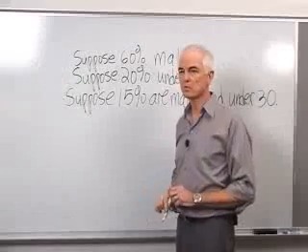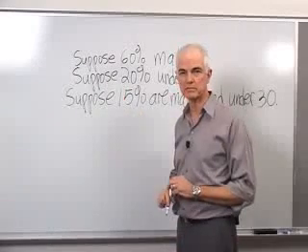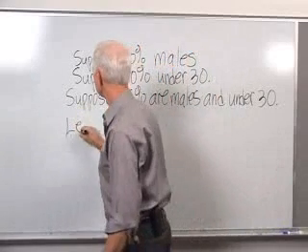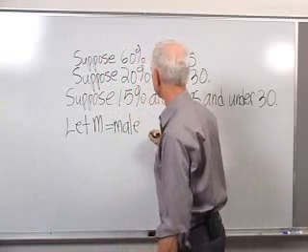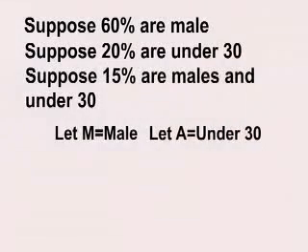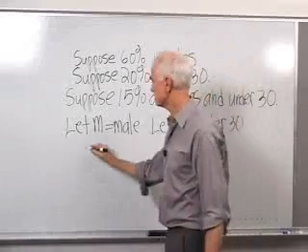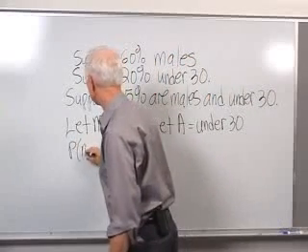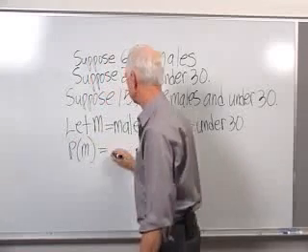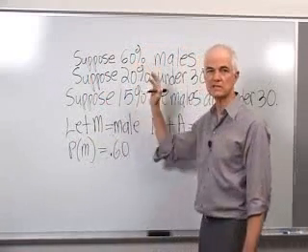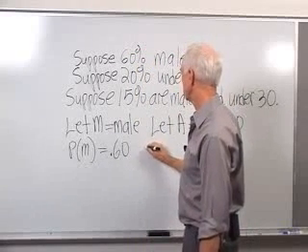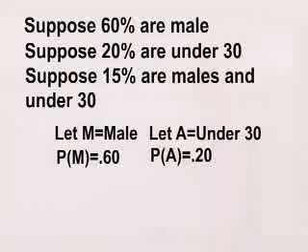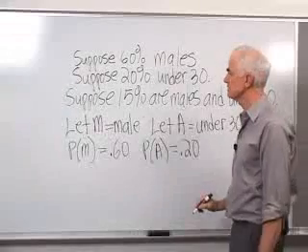So what do we have here? Well, our first two probabilities are actually marginal probabilities. So let's let M denote a male, and let's let A denote under 30. So what do we have here with probabilities? Well, we have the marginal probability that a fast food manager is a male is 0.60, taken from this statement. We know that 20% of managers of fast food restaurants are under age 30, so the probability of A is 0.20, two marginal probabilities.